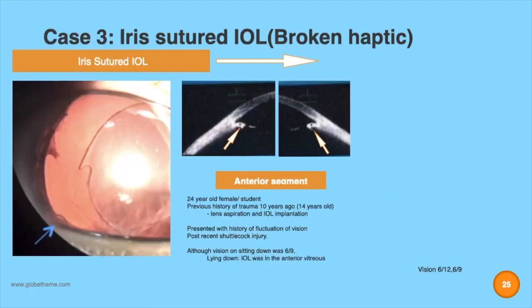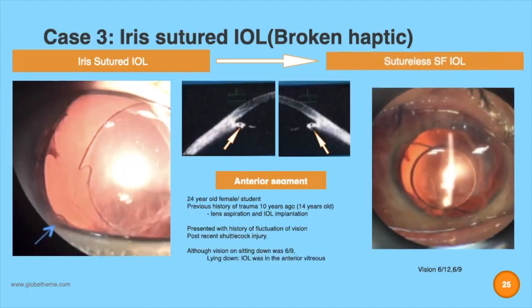Now, this third case was a young patient with previous history of iris sutured IOL. She had previous history of trauma few years back. She had lens aspiration and IOL implantation. Vision had been good for her throughout the past 10 years, until she presented to us with fluctuation of vision for 1 month. When you look carefully, you can see the breaking point at the haptic-optic junction, and the single-piece PMMA lens was actually sutured onto the iris tissue.